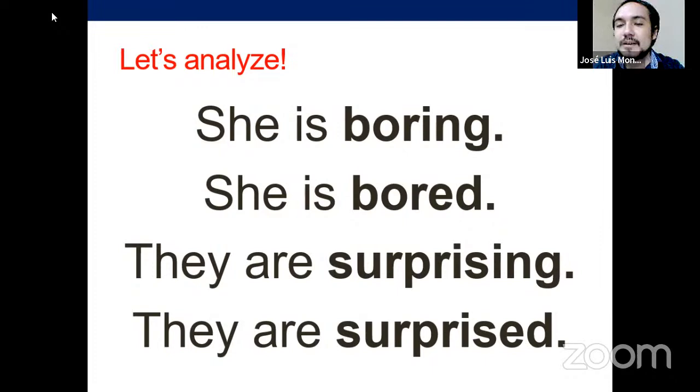So when I see her, I say, oh, she again, right? So she's boring. So boring can be people, can be actions, can be anything, because she is producing that feeling, right? She's not feeling that, she's producing that feeling. Okay, that's why anything can be with ing. She can be bored or she can be boring, right? And the difference is very big, but the two of them are correct. So with that logic also, guys, the same logic, how do you explain the difference between they are surprising and they are surprised?